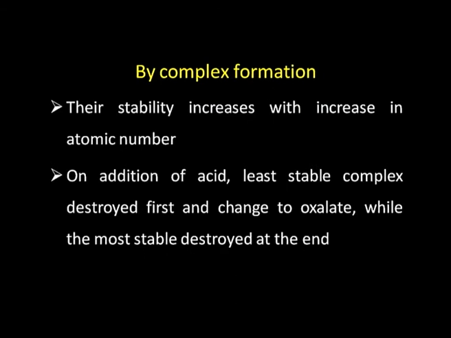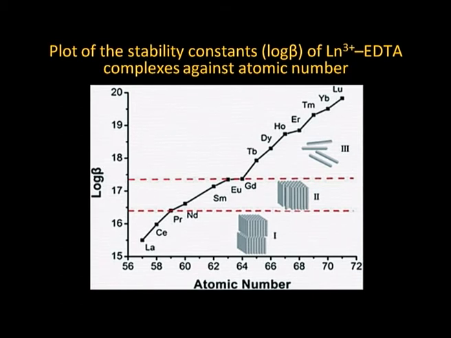This is the plot of stability constant log beta of the lanthanum +3 EDTA complex against the atomic number, and this is the value of log beta. The stability constant is going to increase with the atomic number from 58 up to 71, from lanthanum towards lutetium.